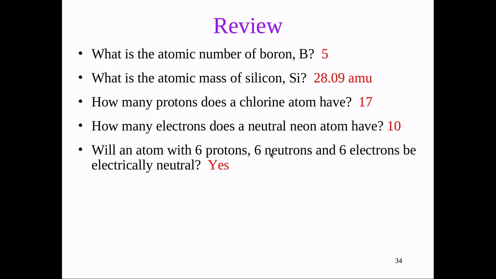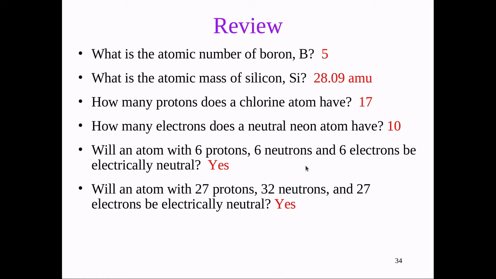Will an atom with 6 protons, 6 neutrons, and 6 electrons be electrically neutral? Yes, it will. That is a carbon atom, and we know it's electrically neutral because it has the same number of protons, which are positively charged, as electrons, which are negatively charged. So 6 positives, 6 negatives add up to be neutral. It doesn't matter how many neutrons we have because they don't have charge. And we find that's true here too.